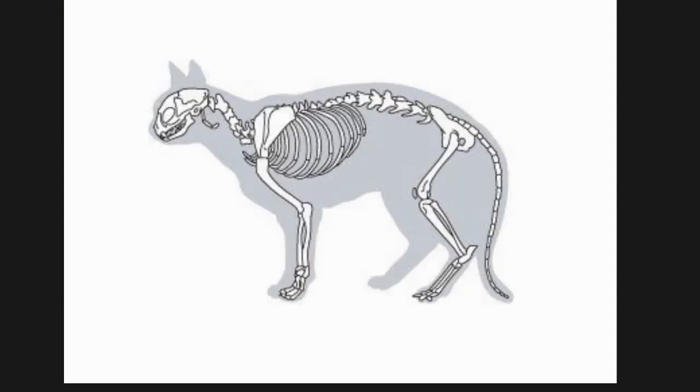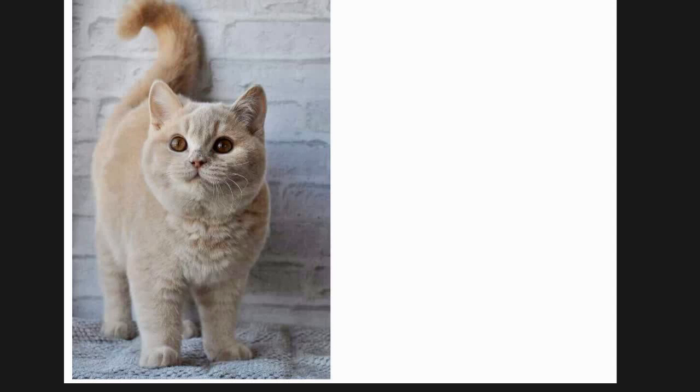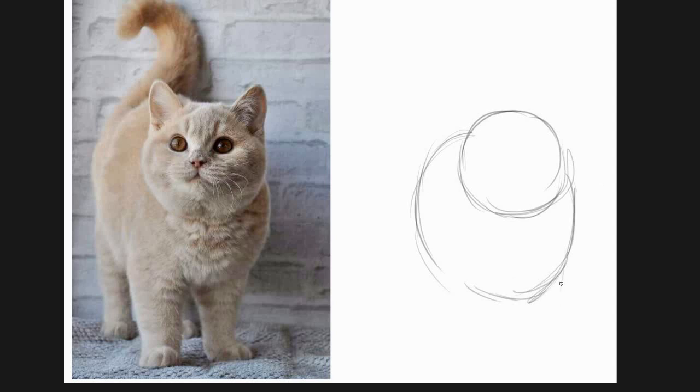So now let's move on to cats. To understand the anatomy of the cat, we're going to draw this guy. As you might have seen, the skull of the cat is very small and more rounded than that of a dog, which we will draw after this one. So here again, I'm trying to put in the big shapes: the head, the body, the legs, and of course the tail.